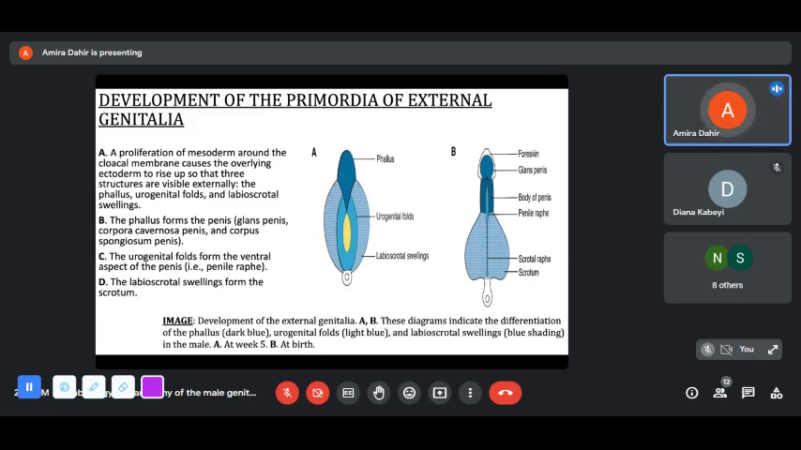And the urogenital folds form the ventral aspect of the penis. The penile raphe is also known as that. And the labioscrotal swellings form the scrotum.